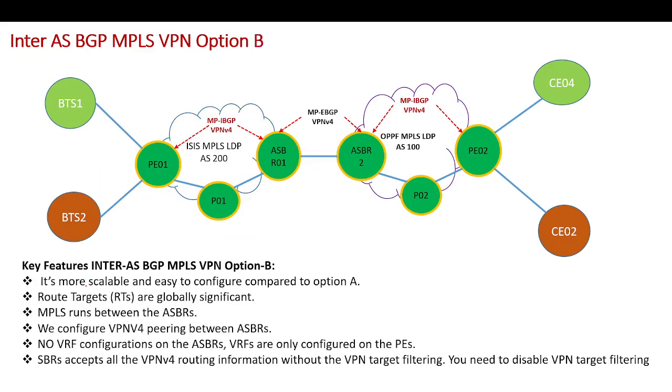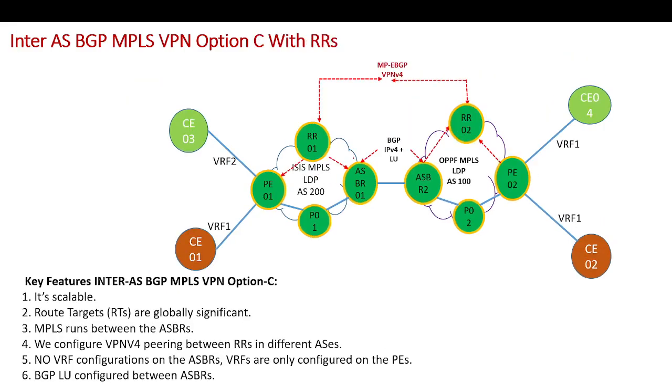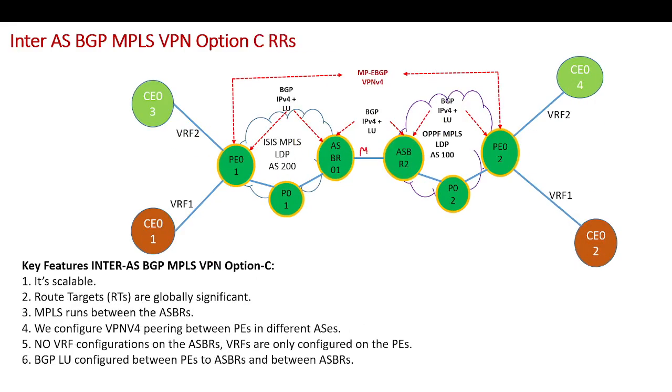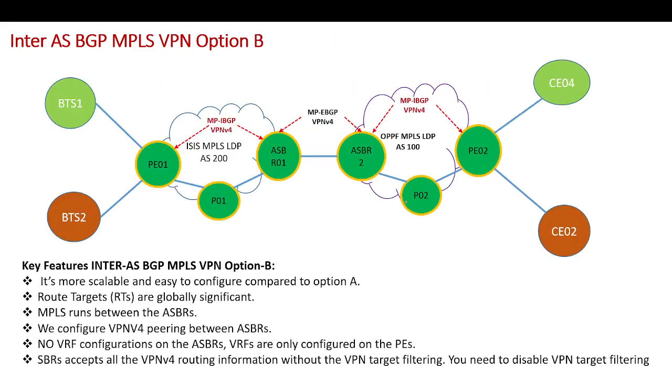So we also have option B. With option B, we have MPLS configured between these routers. We have MPLS configured here. And then we are doing BGP IPv4 label unicast between the SBRs. Oh, I'm already on options. This is option B.